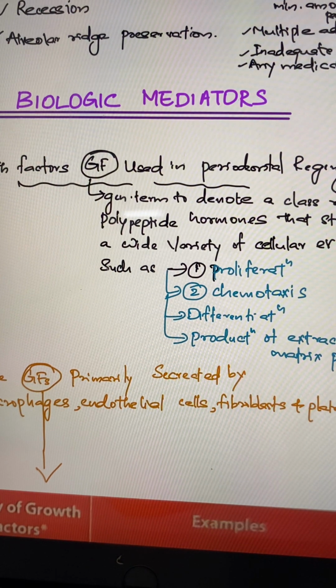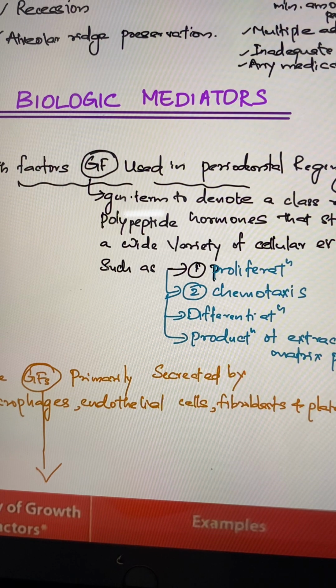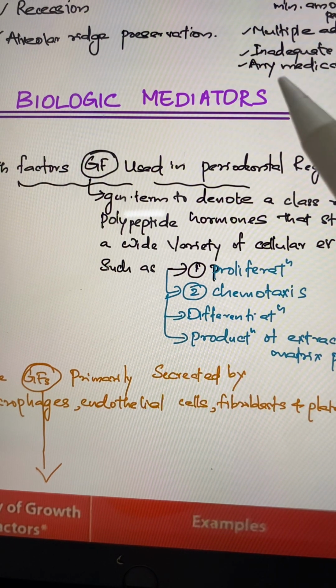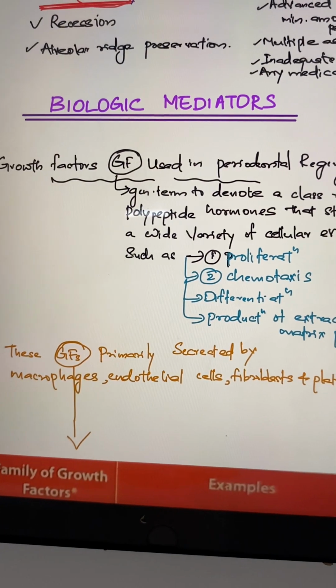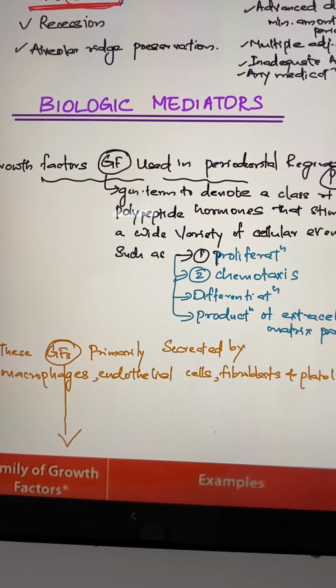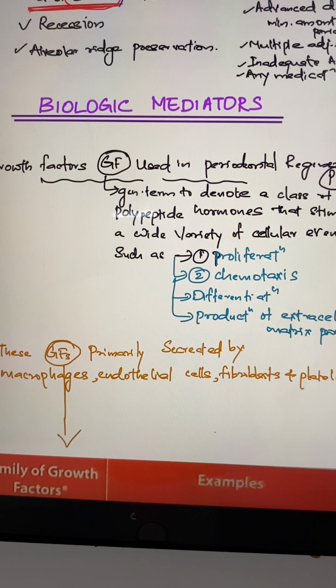It means we are not using any grafts. With the help of some other procedures we do this process. One, we have discussed biomodification of root surface, and we also covered GTR, and the other method is the biologic mediators. Before that, we need to understand what growth factors are.